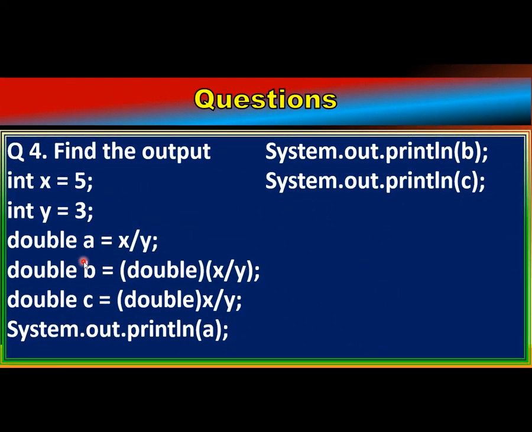Next, it is based on typecasting. So int x equal to 5, int y equals 3. Now double a equal to x by y, double b equal to (double) typecast of (x by y), double c equal to (double) typecast x by y. Here the bracket is there, here there is no bracket. Now System.out.println a b c. What is the output?